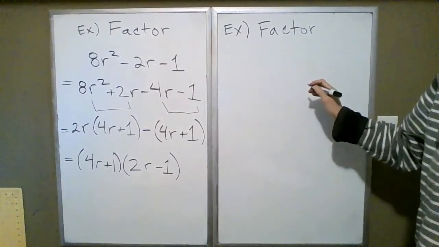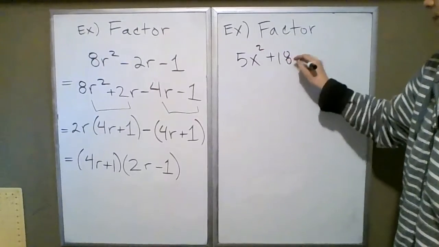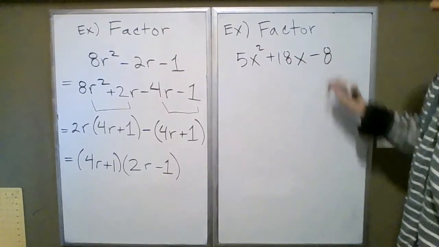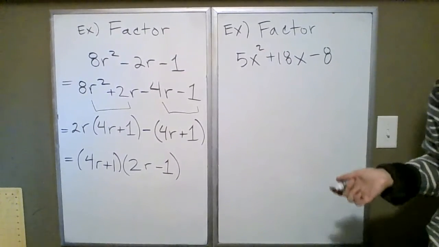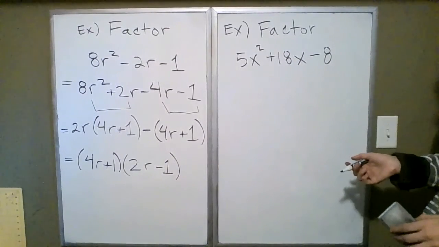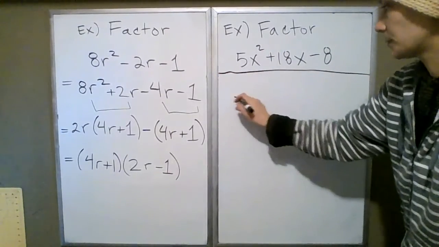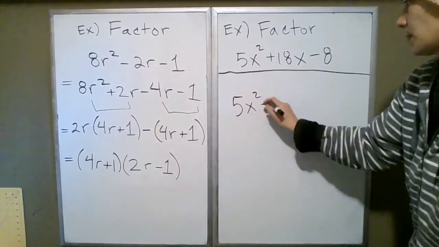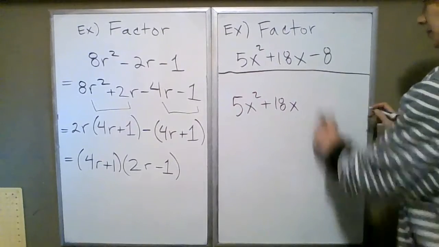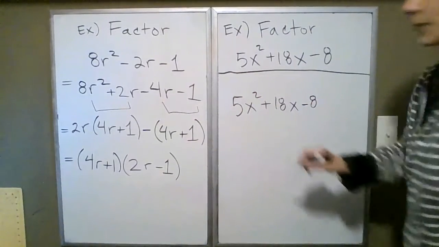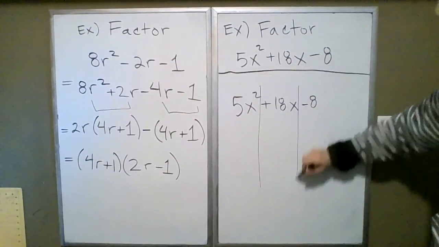X squared plus 18x minus 8. So you could use a diamond, but I want to practice using the grid. Let's copy this expression down. Set up a grid. So we split this up. The plus sign on 18 and the negative sign on 8.